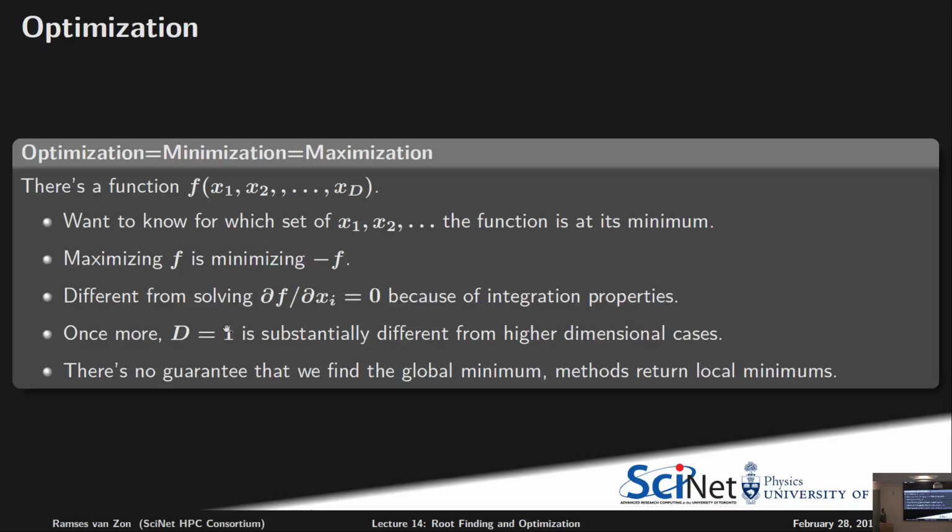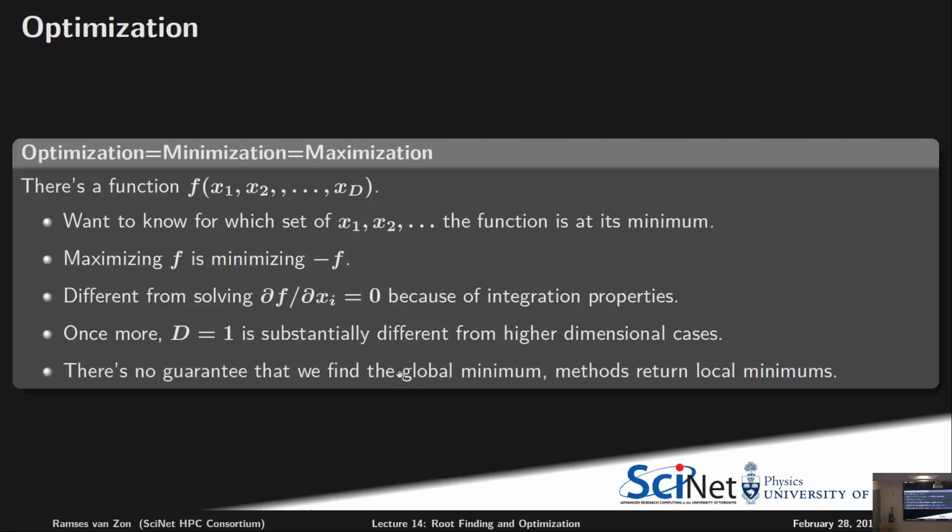So optimization is something where this is the case. Again, the one-dimensional case is substantially easier than higher dimensional cases. And just as with roots, although I didn't point it out, there's no guarantee that we'll find the global minimum. This is true for all of the numerical methods that try to minimize things.